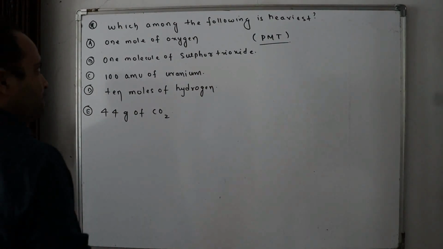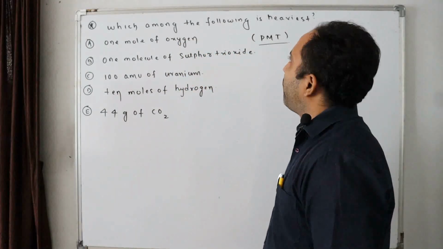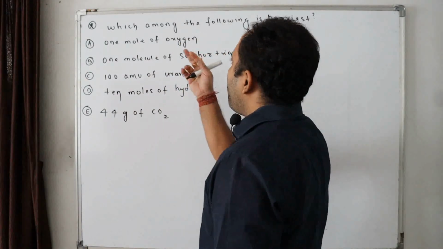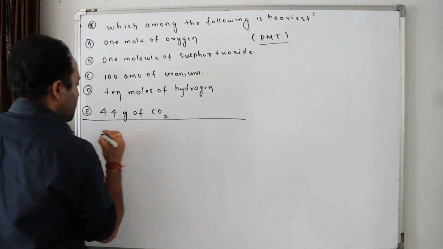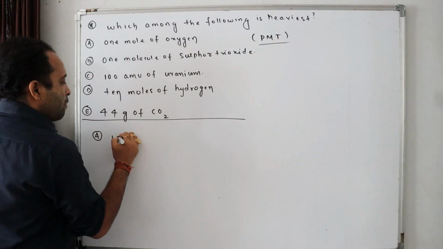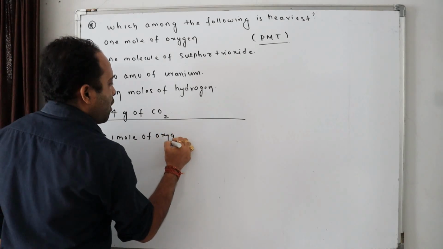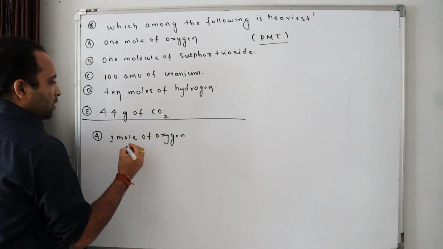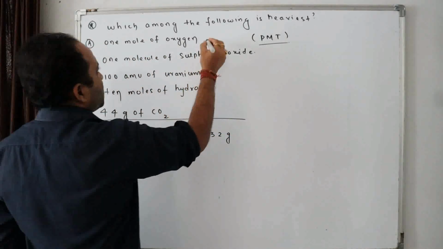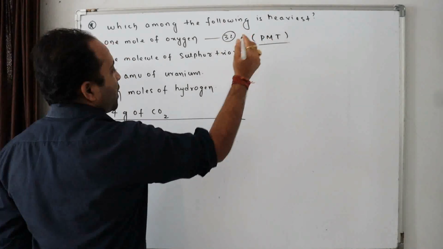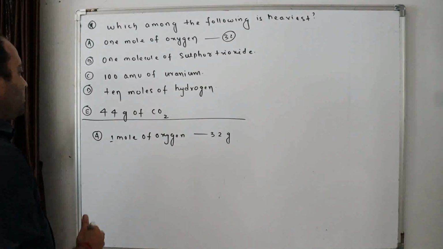Next question. Which of the following is heaviest? Now the question is, which of the following is heaviest? Let me do it for you. A. 1 mole of oxygen. It is how much? 32 grams, isn't it? So this is 32 grams. This question came in a PMT of a state. Okay, 32 grams. B.